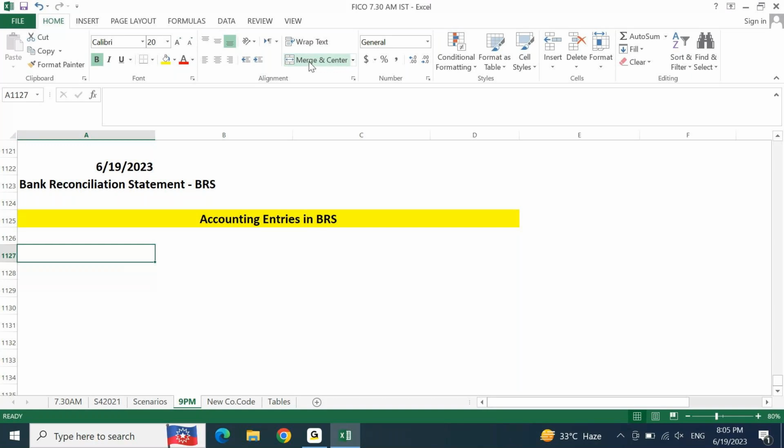First, let me put direct entries. Second one, clearing entries. Any idea what is direct entry, what is clearing entry? Anyone? Direct entry will be posted to GL account.